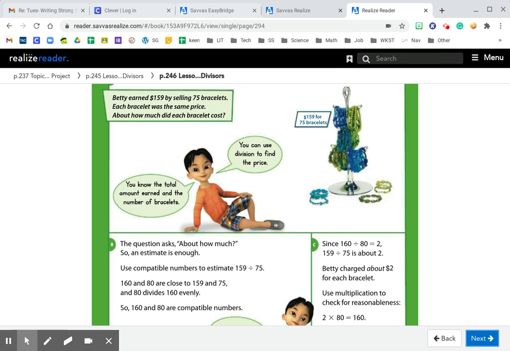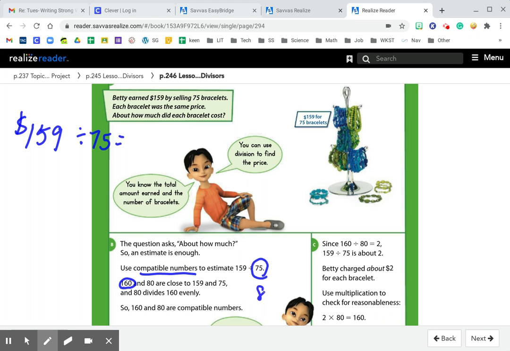Betty earned $159 by selling 45 bracelets. Each bracelet was the same price. About how much did each bracelet cost? So now we have 159 divided by 75. And what they did here was they used compatible numbers. They decided to round the divisor to the nearest whole number, which would be an 80. And then they looked at 159 and tried to figure out what number close to 159 would be divisible by 8. So they knew it would be 16, and in this case, 160.